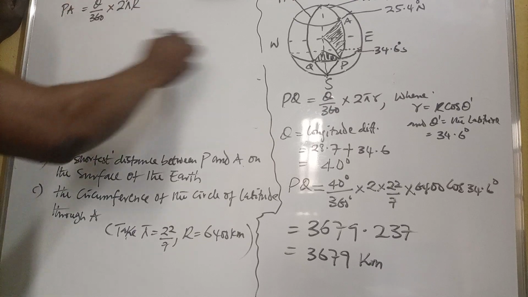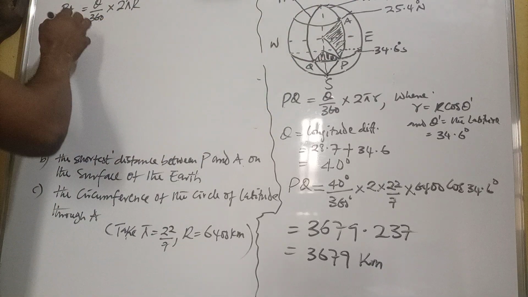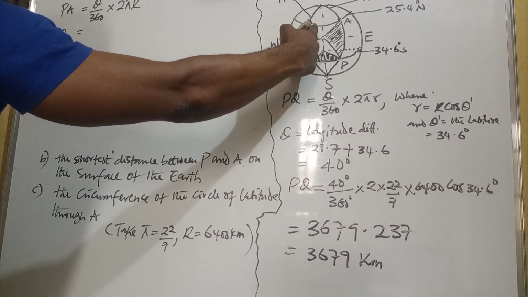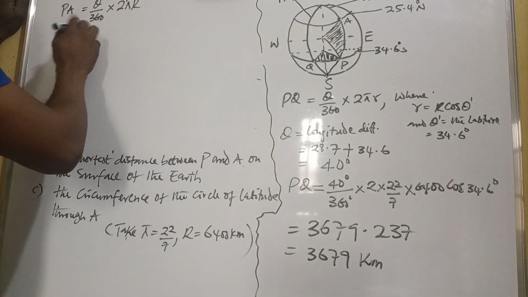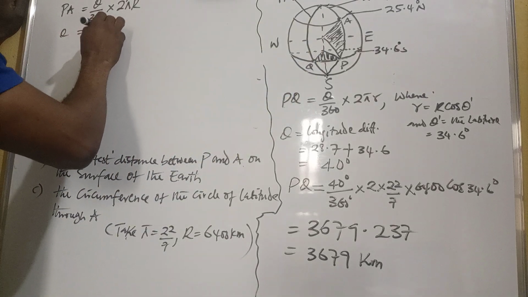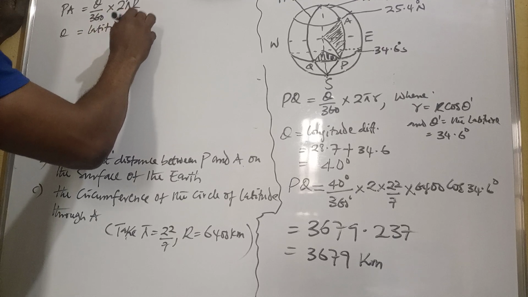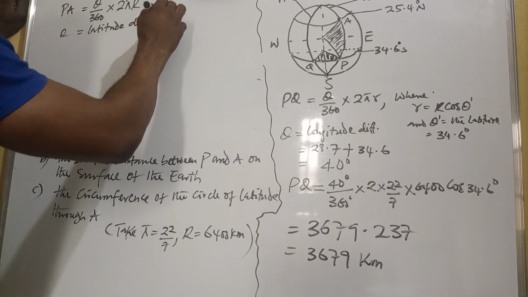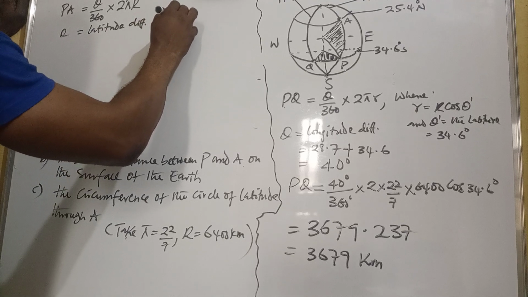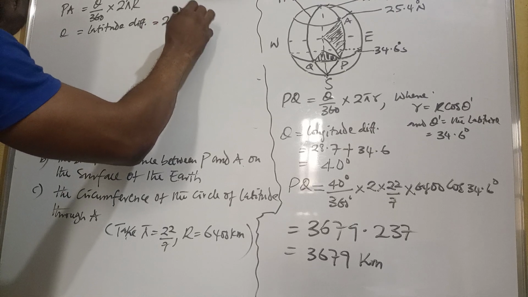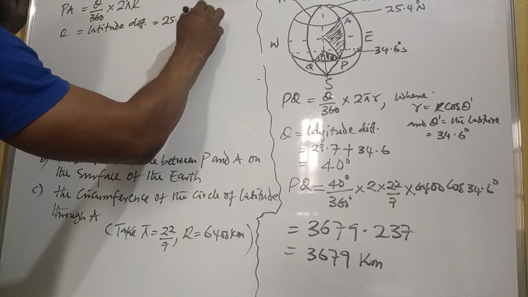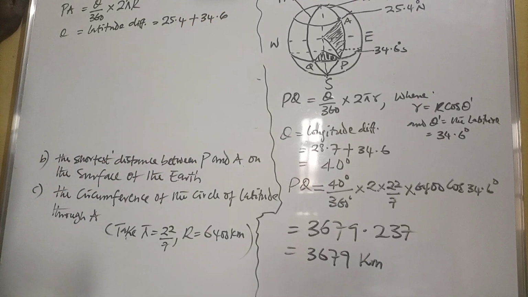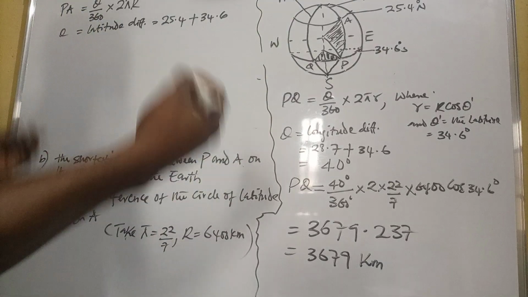So this theta now happens to be the latitude difference, the difference between this latitude, 25.4 degrees, and the other. So theta is the latitude difference, which is equal to 25.4 plus 34.6. Now, the reason why we are adding is that we discovered both latitudes are on opposite sides of the equator.